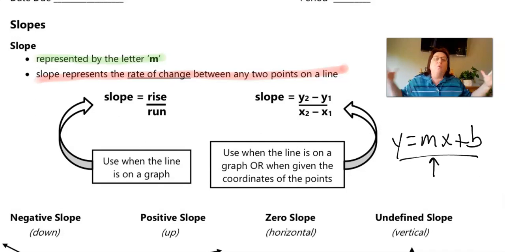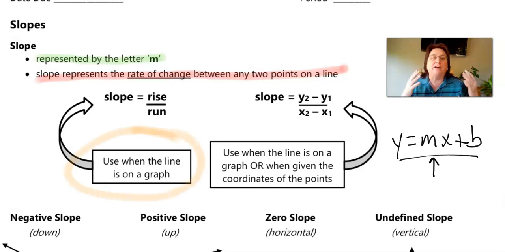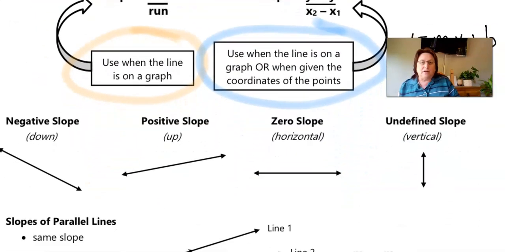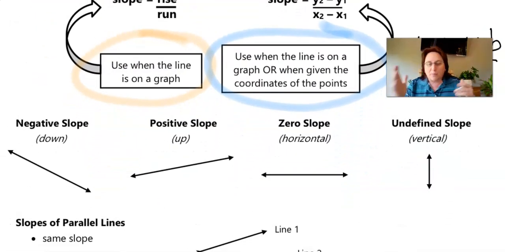Okay, so how do I know when to use what? So guys, whenever you have a graph that has a line on it, you can always use rise over run. Now, when you have a line on a graph, or when you're just given 2 coordinate points, you can use the slope formula. So you can always use the slope formula, but you can use rise over run when you have a graph.